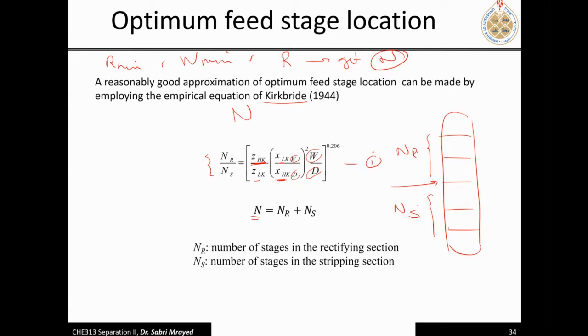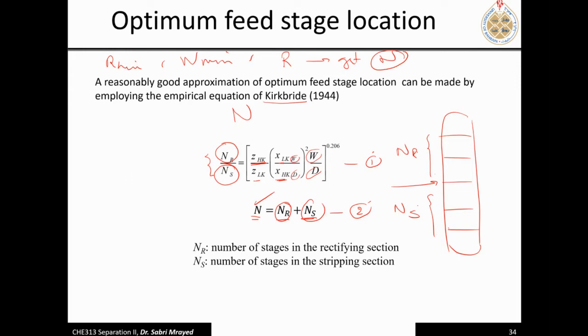The other equation that you have is that the number of stages is equal to the number of rectifying section stages plus the number of stages in the stripping section. This one is already determined, so you have two unknowns, this one and this one. Now you have two equations and two unknowns, you can solve them simultaneously easily, they are not nonlinear. Then you can get the number of stages in the rectifying section and the number of stages in the stripping section.